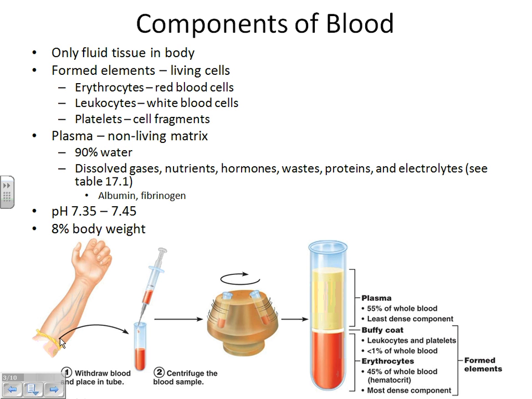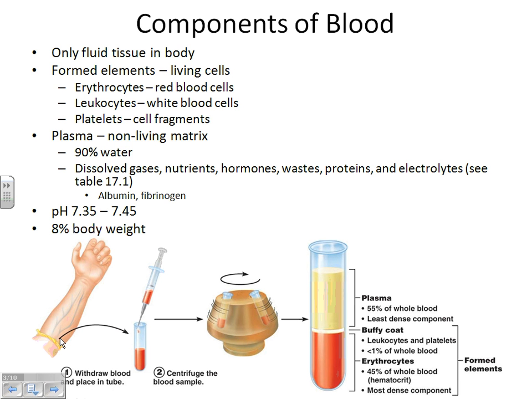What are erythrocytes? Red blood cells. What is the only thing found in a red blood cell? Hemoglobin. What does hemoglobin do? What binds to hemoglobin? Oxygen binds to hemoglobin. You have 4 hemes, 4 iron molecules in each molecule of hemoglobin, and each one of those irons can bind an oxygen. So you bind 4 oxygens for every molecule of hemoglobin.